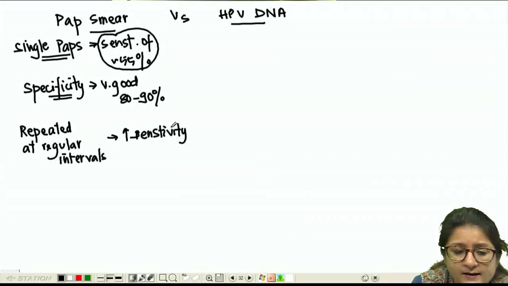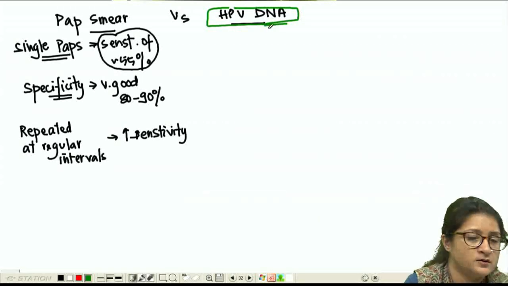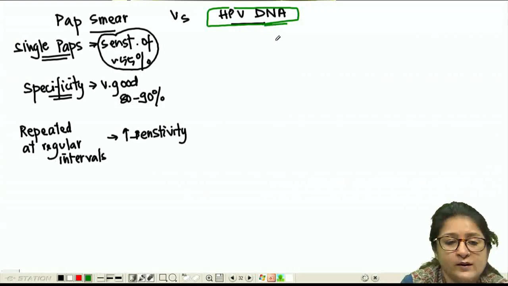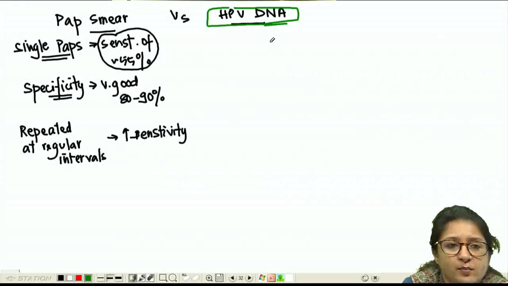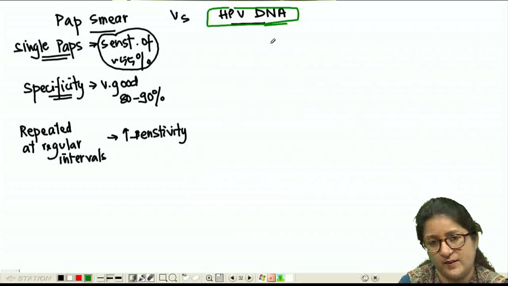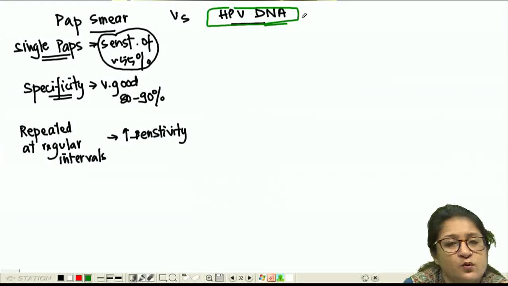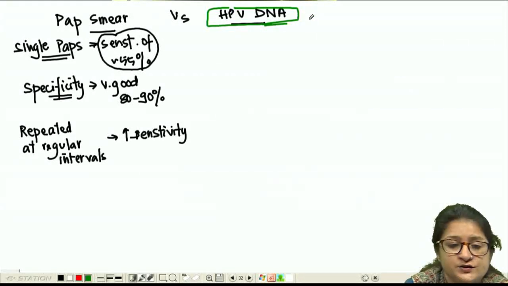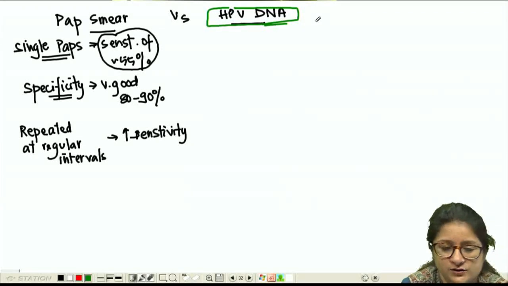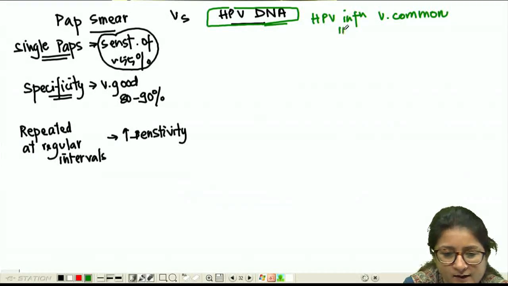Okay, when we talk about high-risk HPV DNA testing, we have to remember that almost all sexually active women will acquire HPV DNA from their partners during sexual intercourse, during some part of their reproductive lifespan with the onset of sexual activity, right? So HPV DNA is most of the time acquired by all normal sexually active women. First of all, HPV infection is very common in young females, all right?